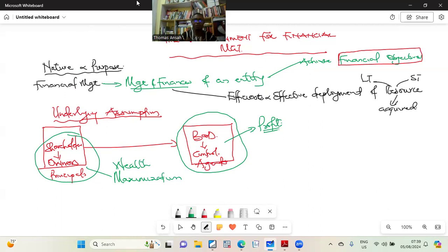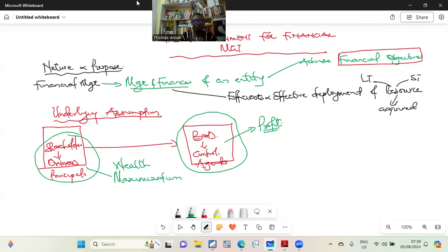So each and every time, what they want to see is that their wealth is increasing. Today they had 2, tomorrow they are going into 5, like 10, like that. They are increasing in their wealth. So the underlying assumption of this topic or this syllabus or this subject is that the purpose is for shareholder wealth maximization.